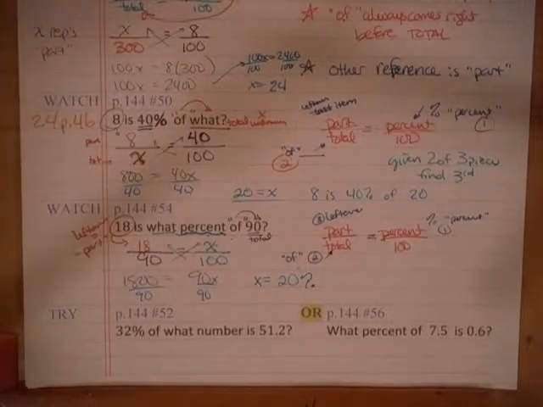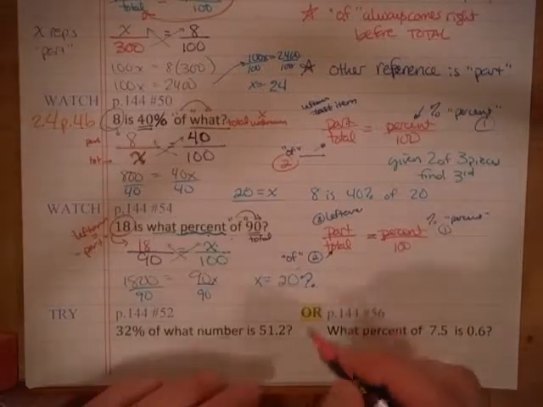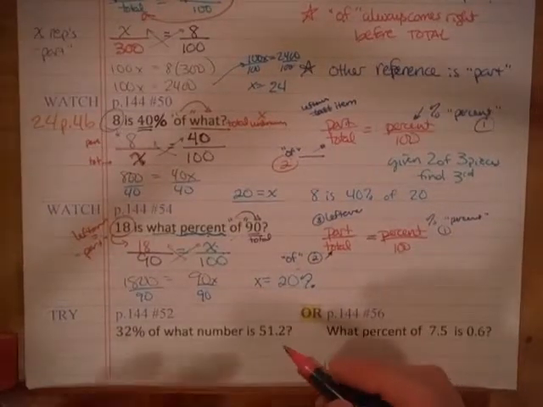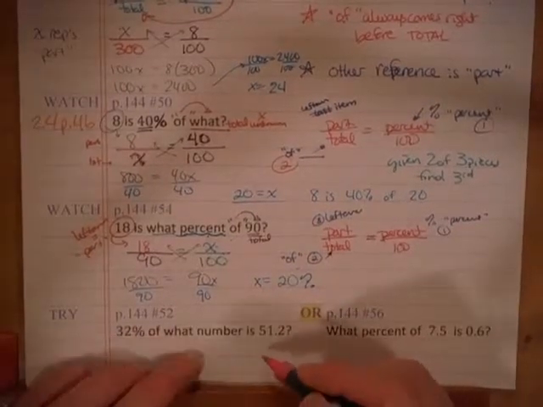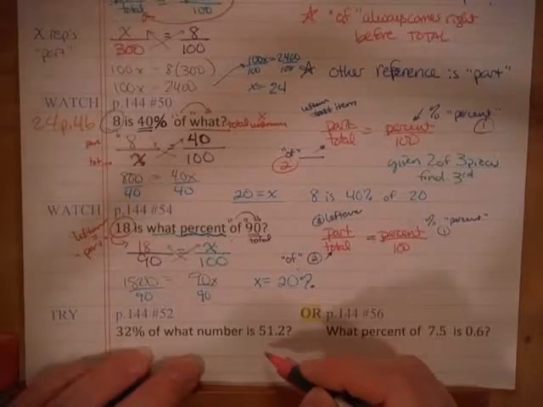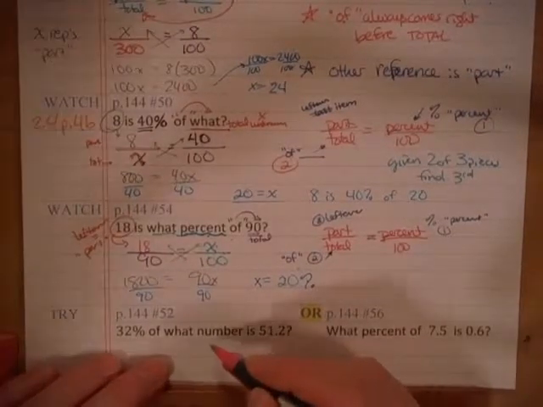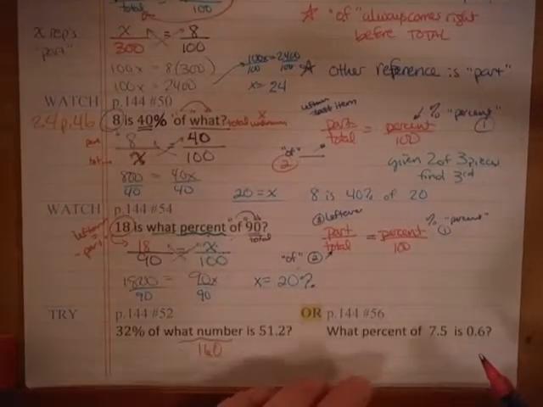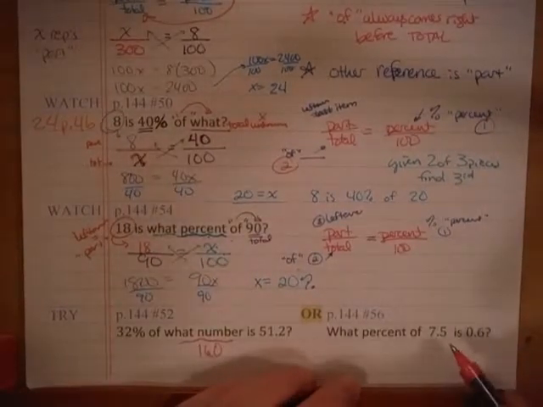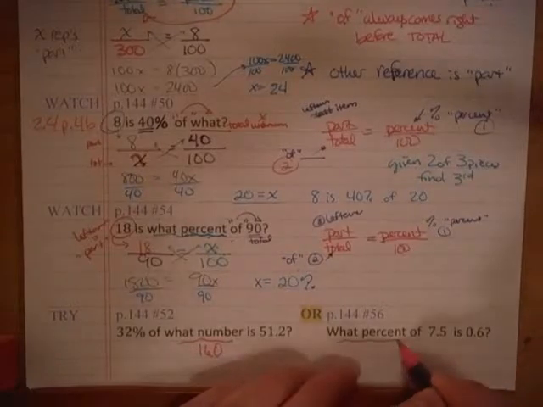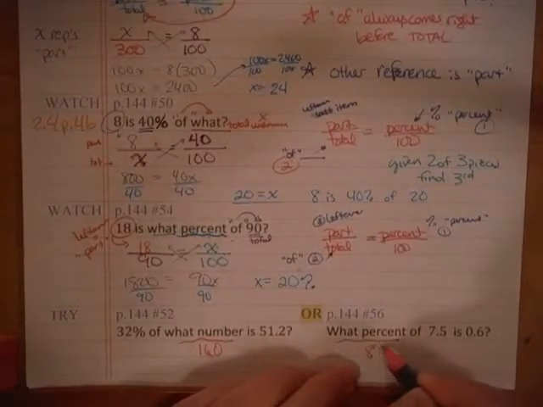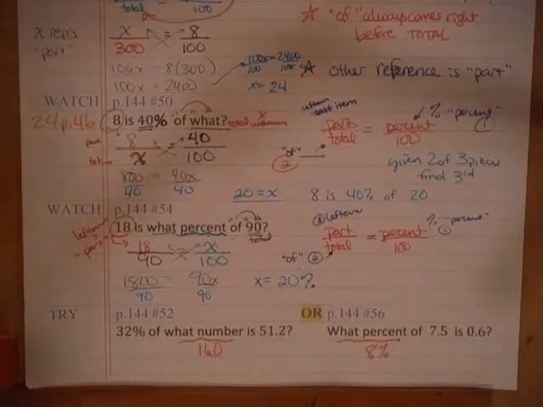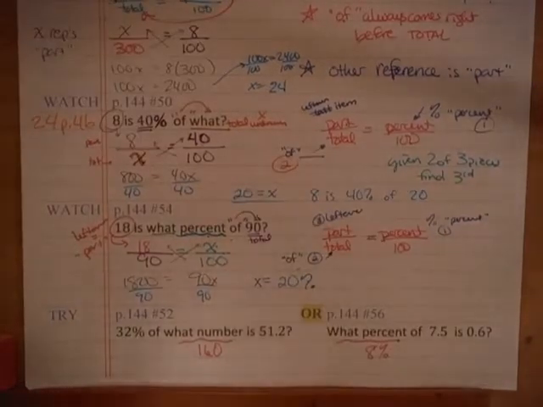Alright, let's see how we did. Pause it if you need some time still to work these problems, because here come the answers. Number 52, 32% of what number is 51.2? That number turns out to be 160. For 56, what percent of 7.5 is 0.6? That percent is 8%. All right, we'll see you on page 5.